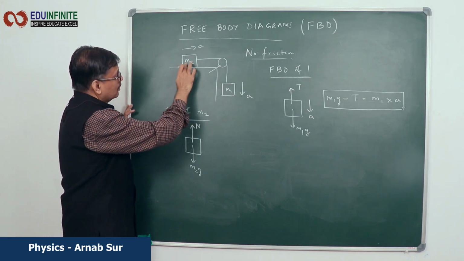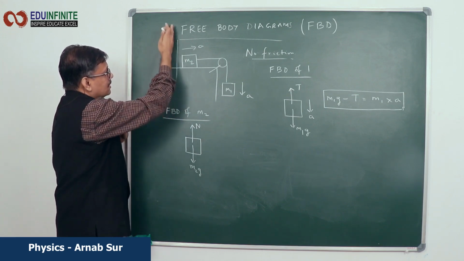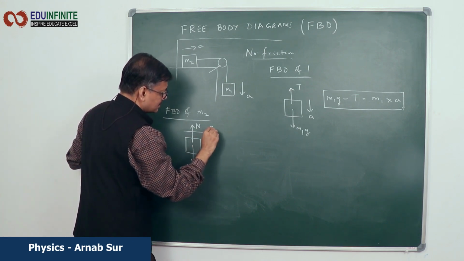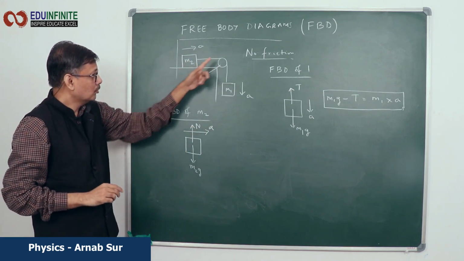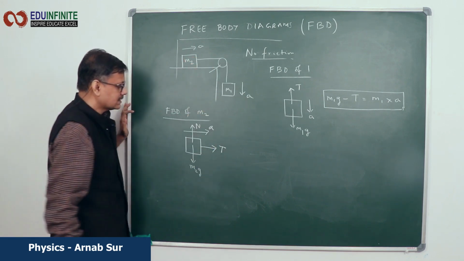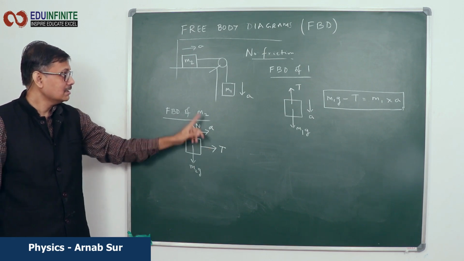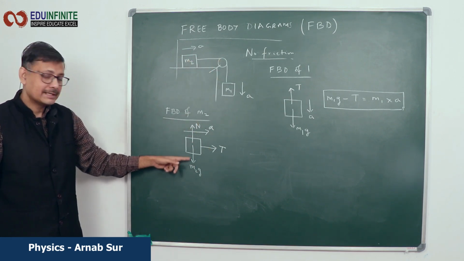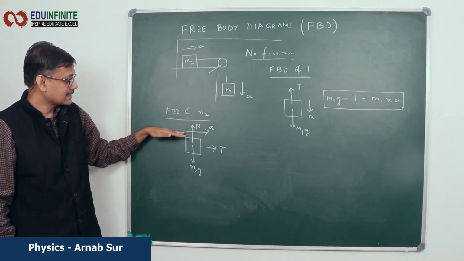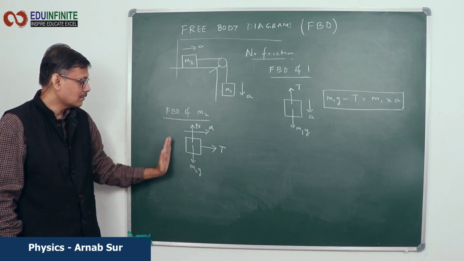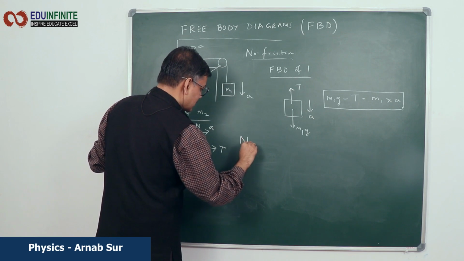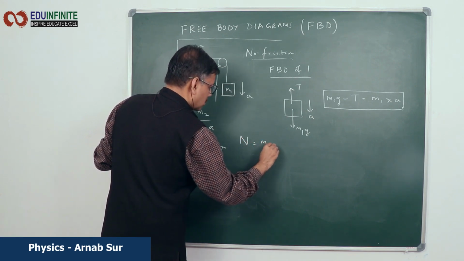But we can understand that there is no acceleration in the y direction. Only the acceleration is in the x direction. And what is causing the acceleration in the x direction? That is the tension. So three forces are acting on block 2: the tension towards the right, weight acting downward, and the normal reaction acting upward, and the net result is acceleration in the x direction. Because there is no acceleration in the y direction, we can straight away write N is equal to M2G.